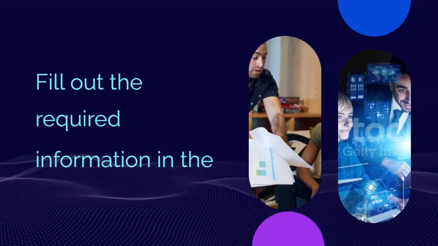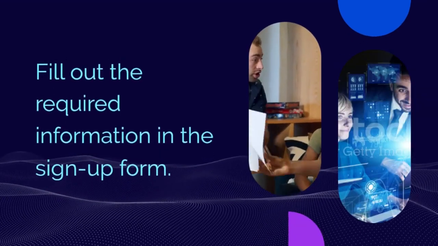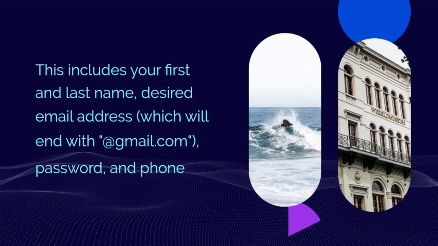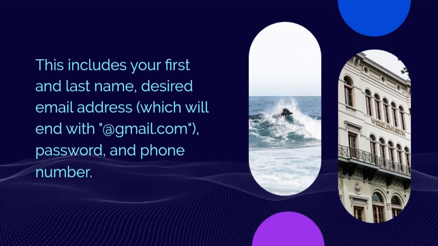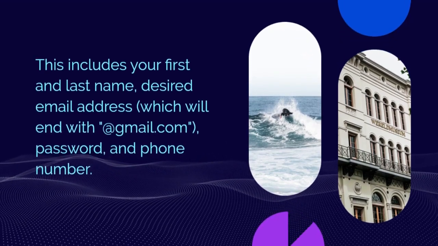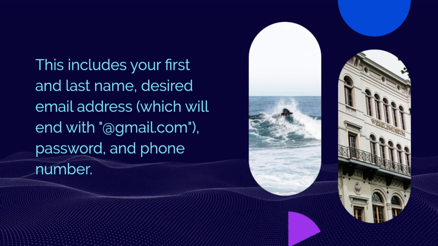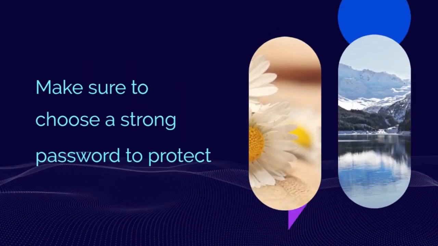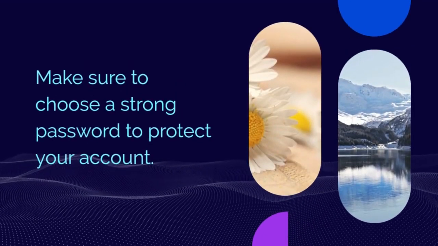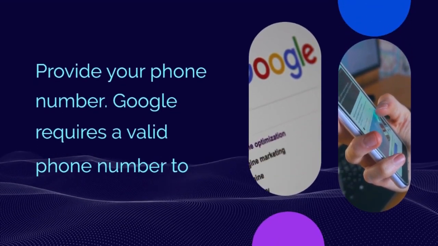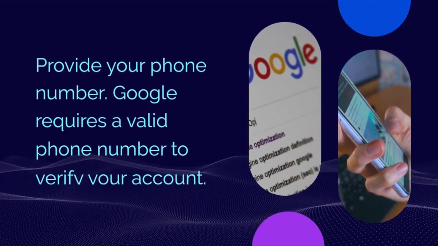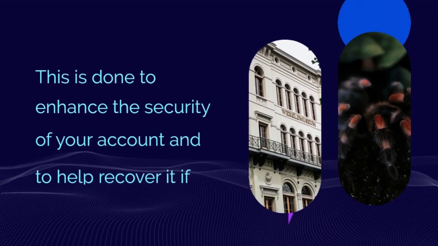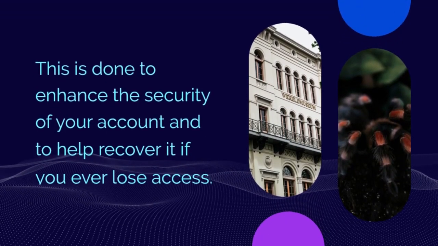Fill out the required information in the sign up form. This includes your first and last name, desired email address, which will end with gmail.com, password, and phone number. Make sure to choose a strong password to protect your account. Provide your phone number. Google requires a valid phone number to verify your account. This is done to enhance the security of your account and to help recover it if you ever lose access.